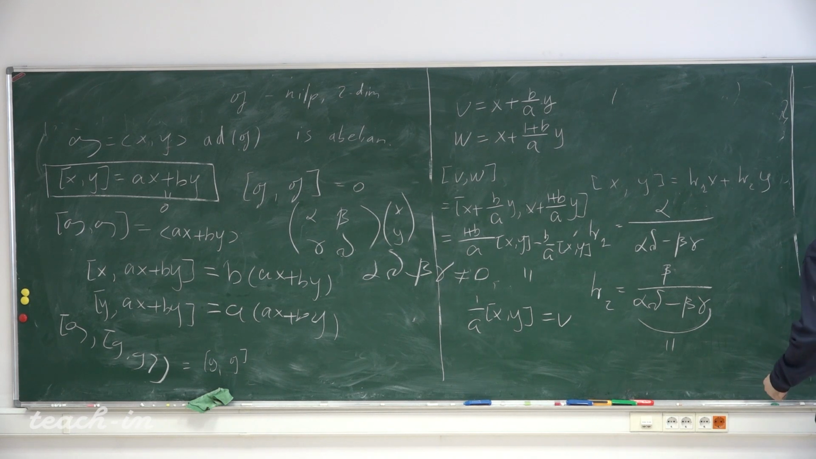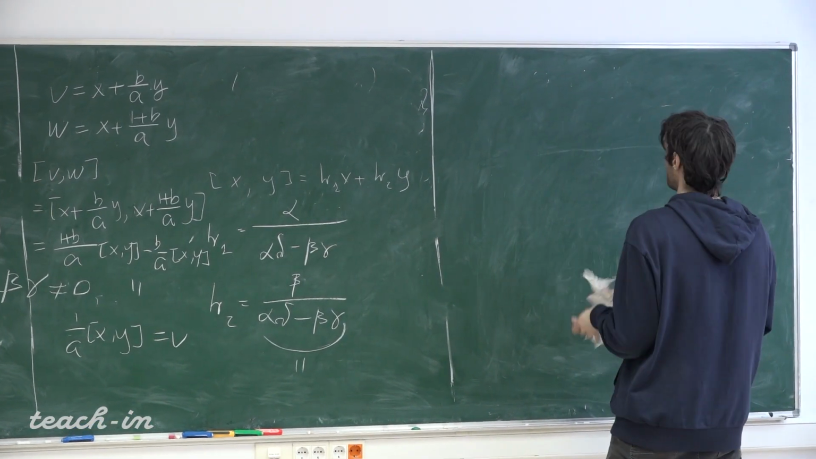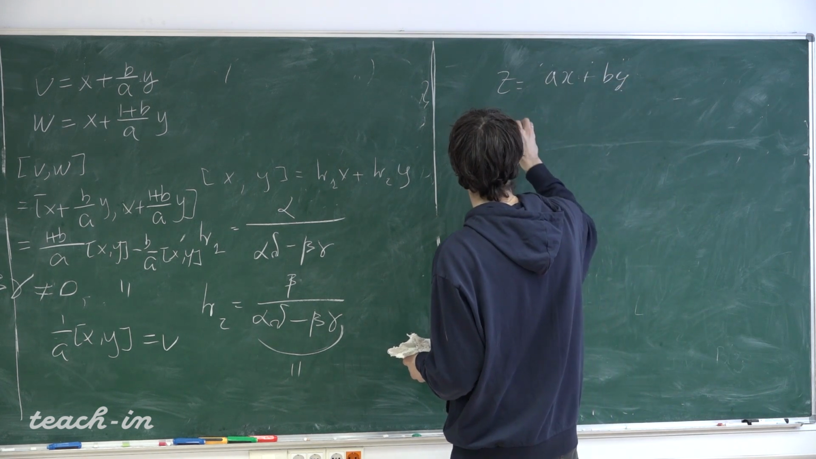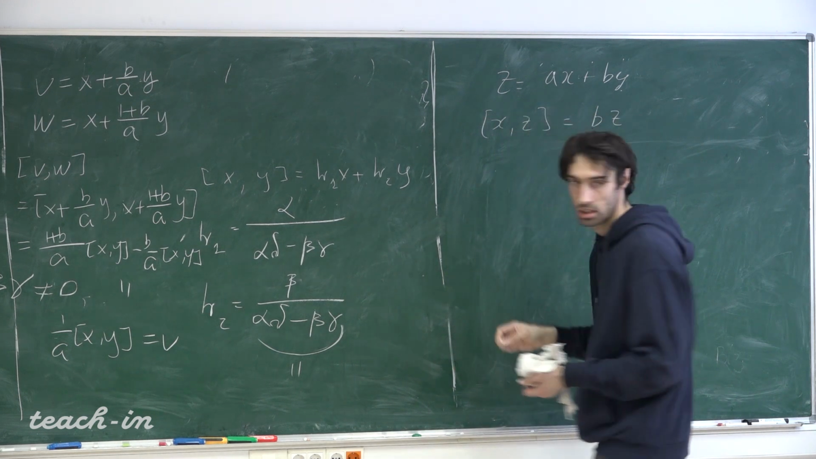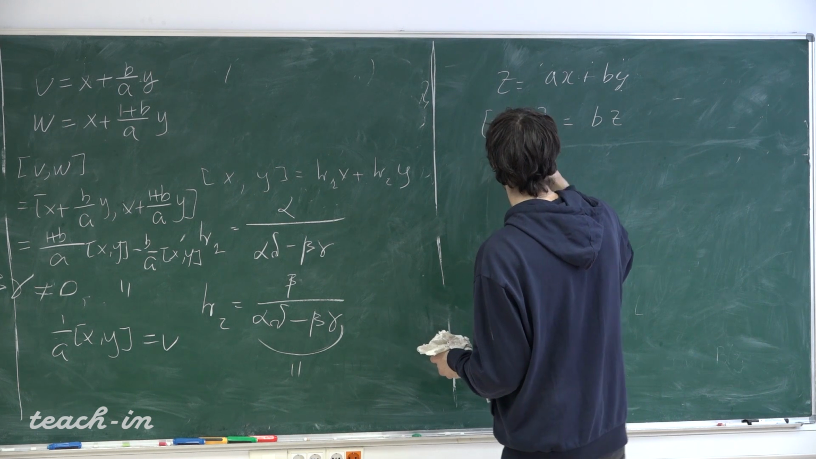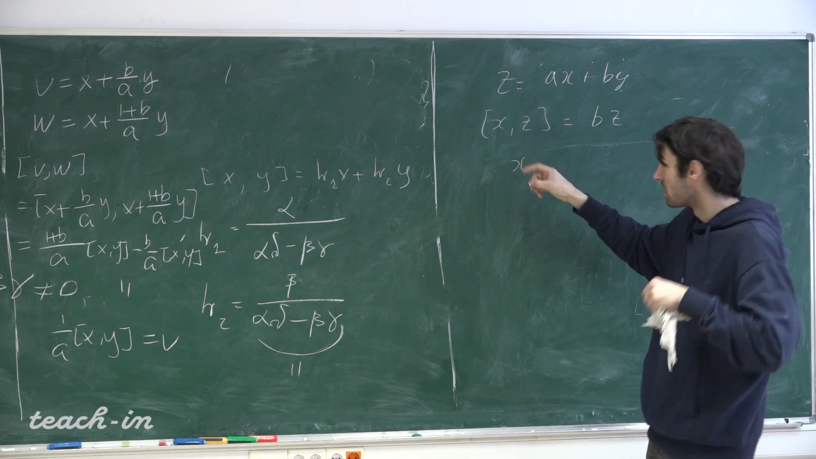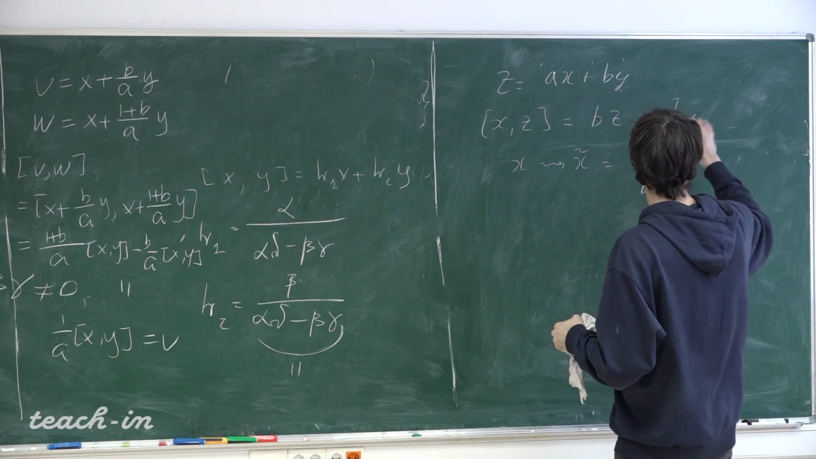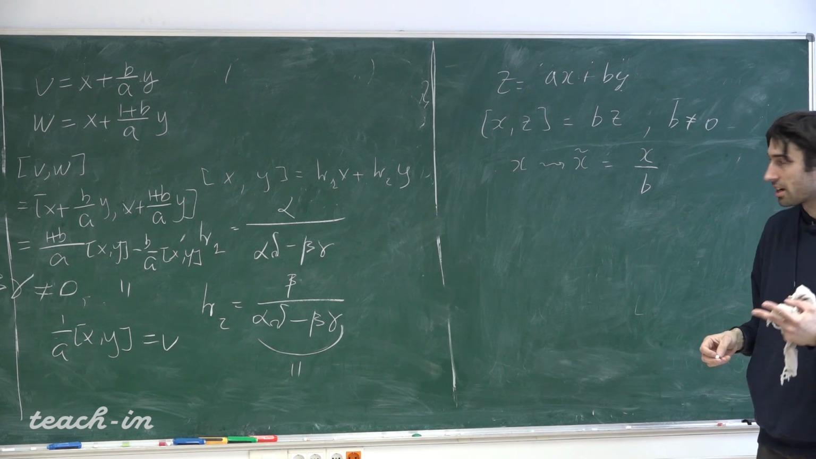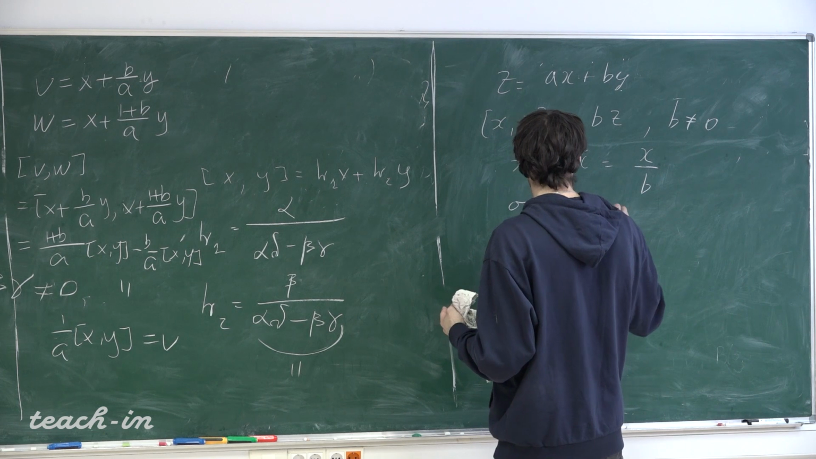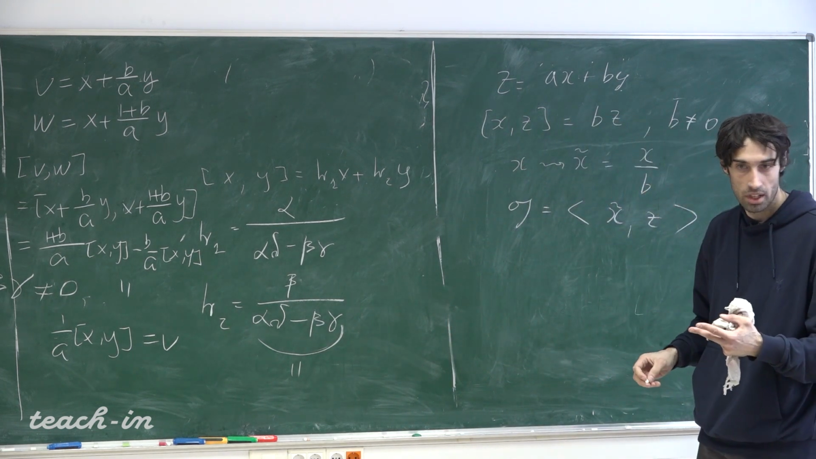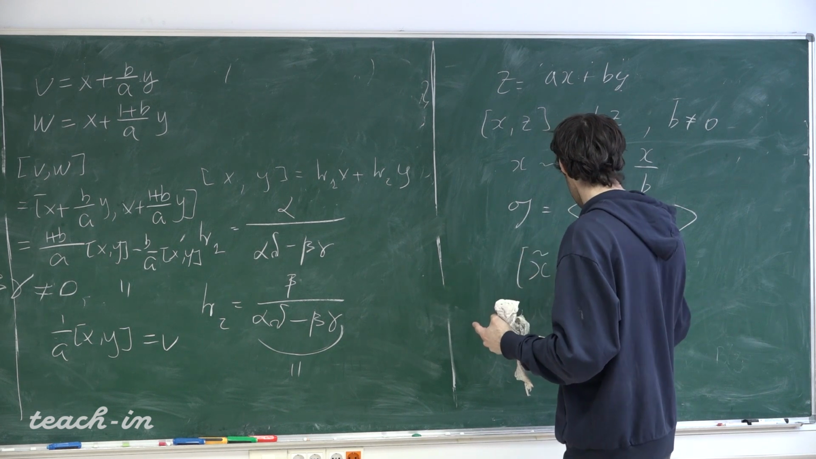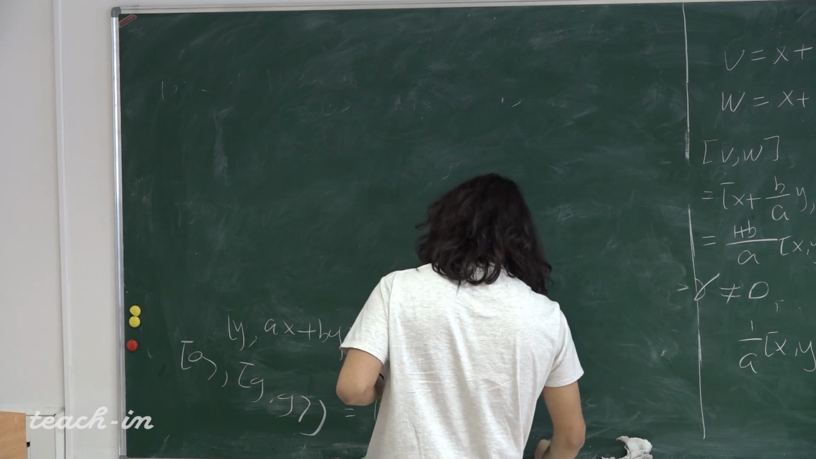Then, as I wrote, if I denote z to be ax plus by, right? Then [x, z] is bz, right? But then instead of x, I was trying to rescale z, which is not a good way. Instead of x, I take x tilde, which is x divided by b. So here b is not 0. And then my g actually has basis x tilde, z, and from here it's obvious that the commutator of x tilde with z is z.